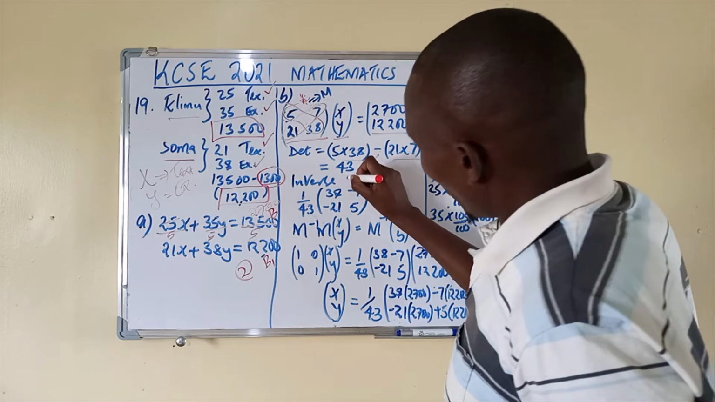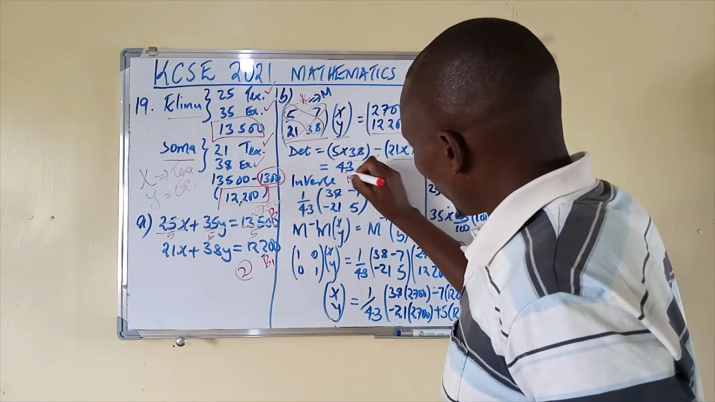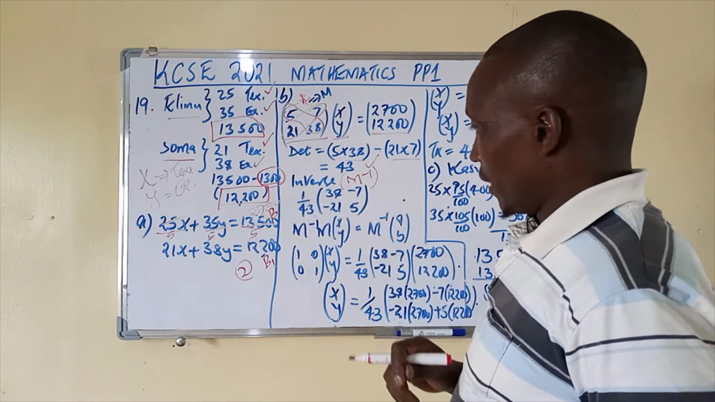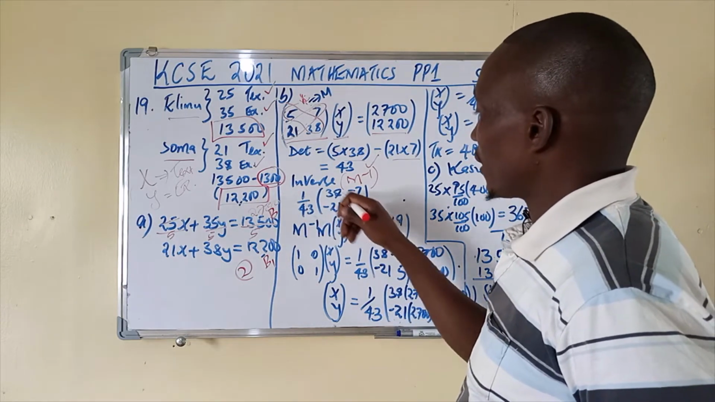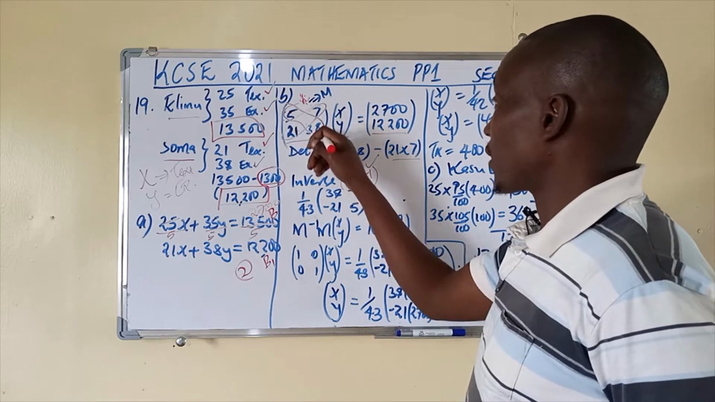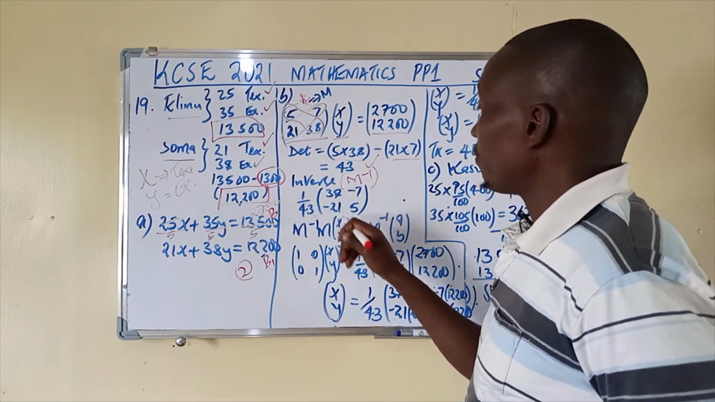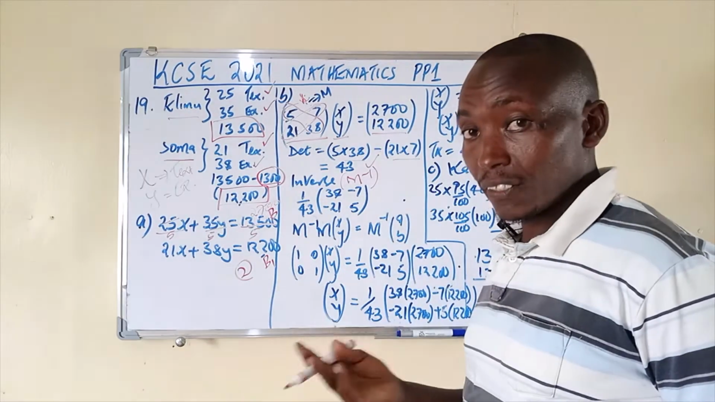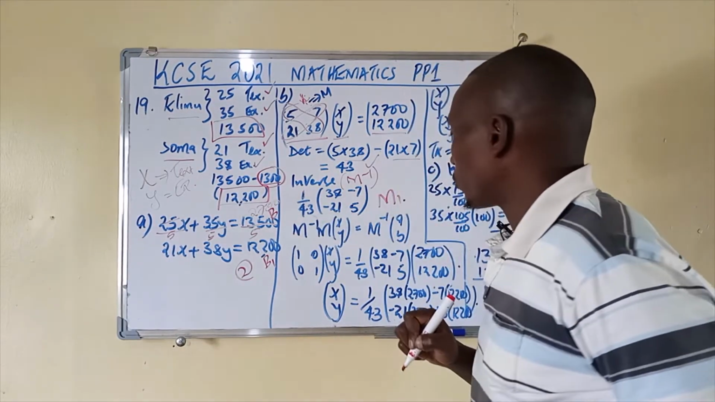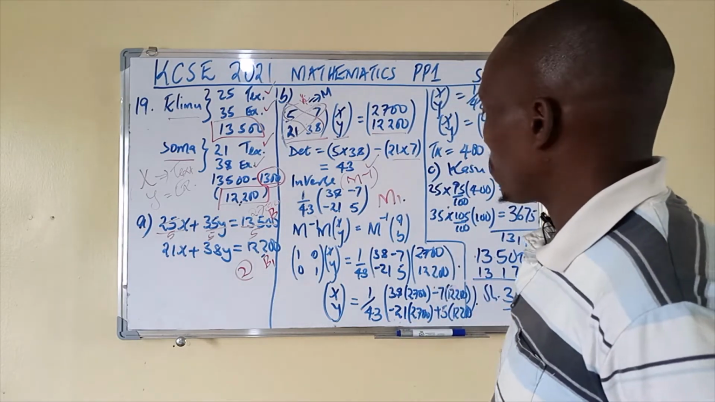Then the inverse of the matrix of the coefficient will be 1 over the determinant, yes. Then you exchange the elements in the leading diagonal, exchange the position, like it was 5, 38, to be 38, 5. Then the elements in the other diagonal take a different sign. So 1 over determinant of this. And this is where the student was to score the first mark.